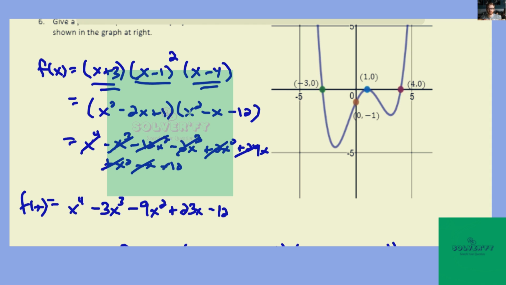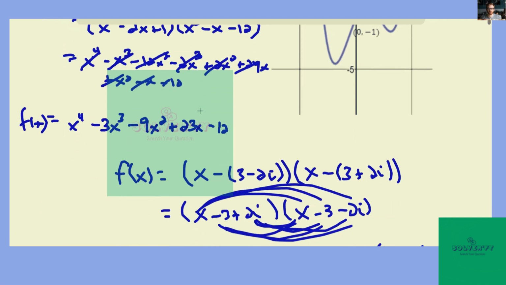But we know that if we substitute 0, we get negative 12. So we could scale this function by a 1/12. So we get 1/12 x to the 4th minus 1/4 x cubed minus 3/4 x squared plus 23/12 x minus 1.